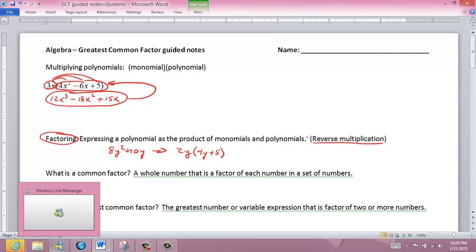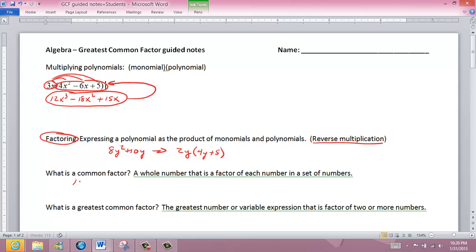Now, before we truly jump into this, we're going to talk about some elementary math concepts such as common factor and the greatest common factor. If you can remember, a common factor is a whole number that is a factor of each number in a set of numbers.